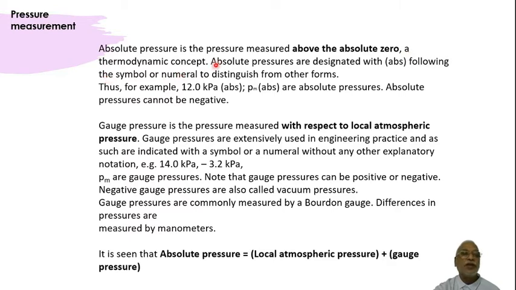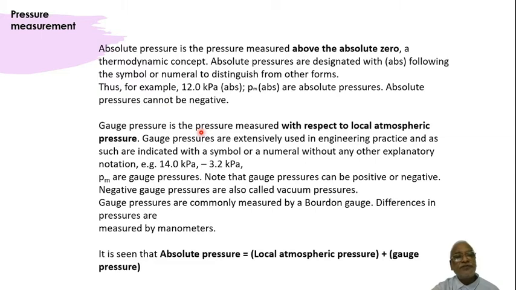A thermodynamic concept. Absolute pressures are designated with ABS. They will be written in brackets, ABS, following the symbol or numerical to distinguish from others. For example, they say 12 kilopascals is the pressure. Now to say that this is in absolute units, they write a bracket and then ABS. Or if this is the absolute pressure PM, then after PM they write in the bracket absolute pressure. Absolute pressures cannot be negative. That's an important point. Absolute pressures cannot be negative.